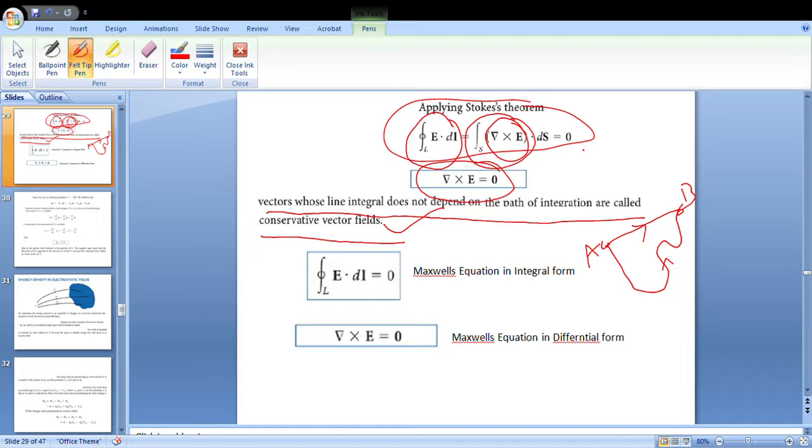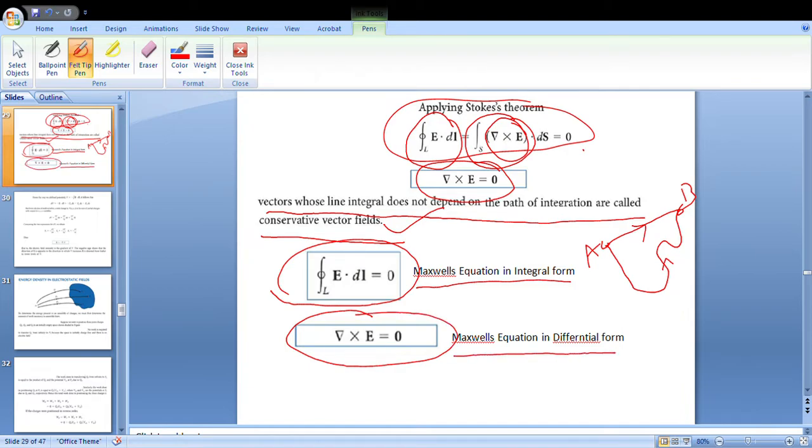So now what you have to note here is we have the closed integral of E vector dot dl vector is equal to 0 as one equation. It is called Maxwell's equation in integral form. And curl of E vector is equal to 0. This we got by using Stokes theorem. So it is called Maxwell's equation in differential form. This is also called Maxwell's equation in point form. You have to note this one.